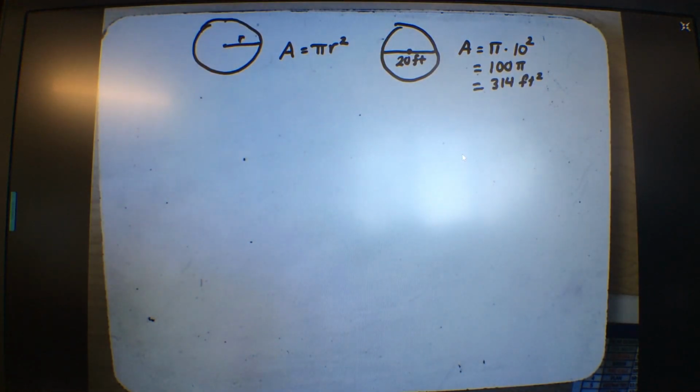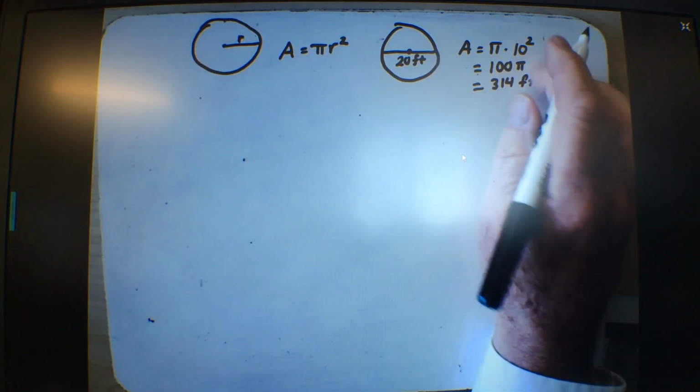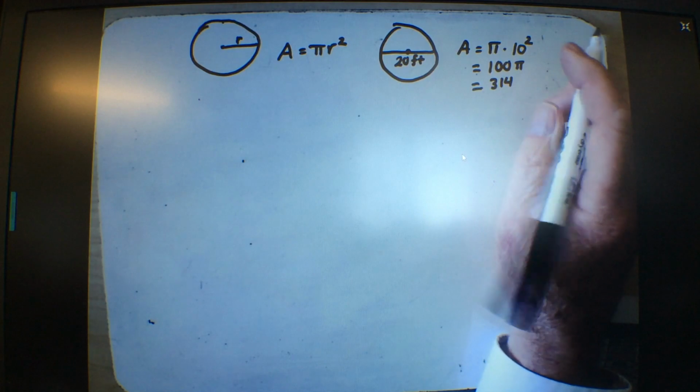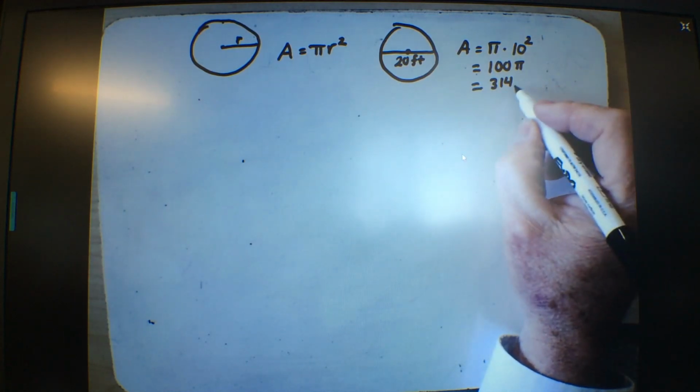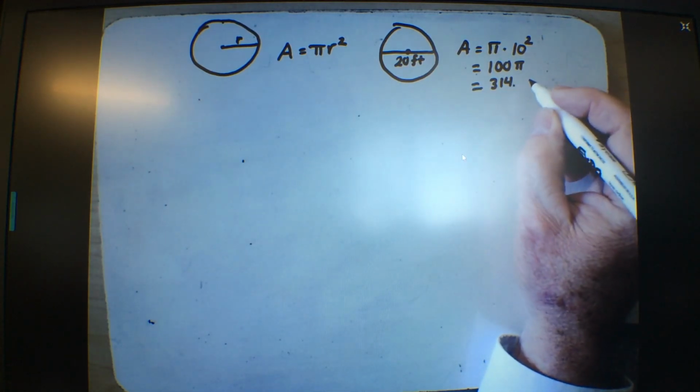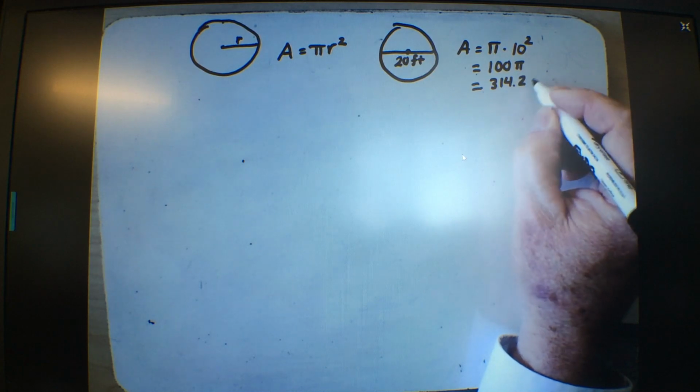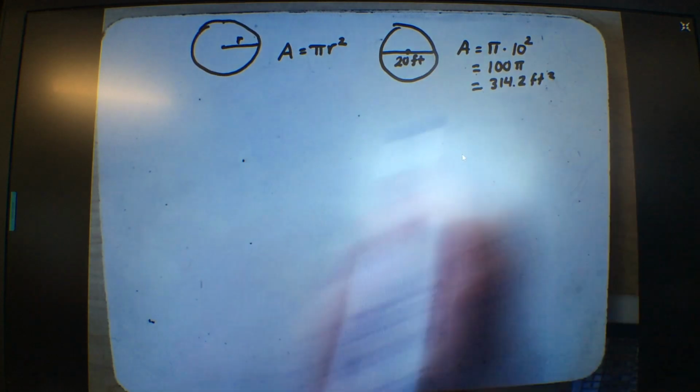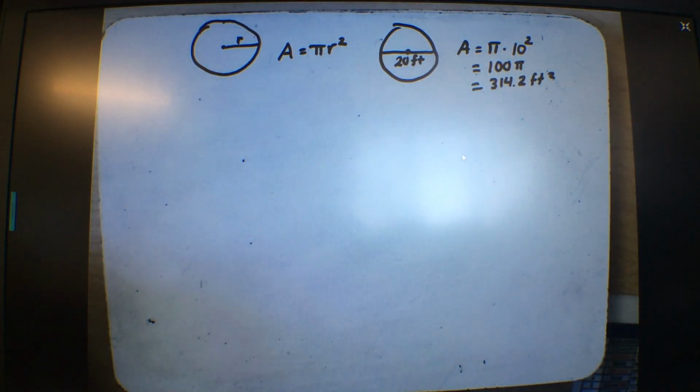Now, it depends on what I ask for on what you give your answer. You can go to the nearest tenth. I think in the book it goes to the nearest tenth. So let's put that to the nearest tenth. What is pi times 100, please? Tell me what that is to the nearest tenth. It's 314.2 feet squared. Okay. All right. Do you understand that?